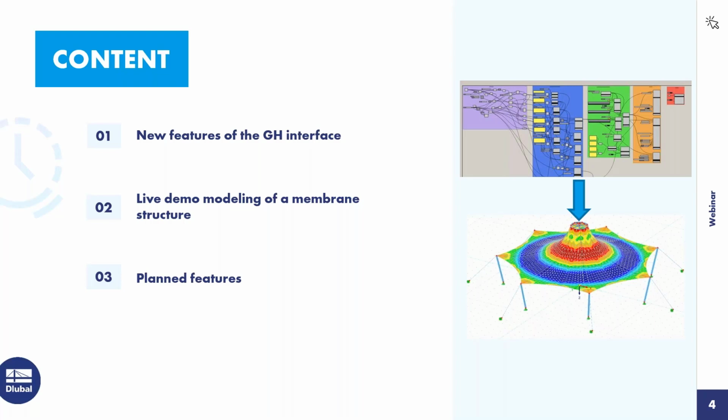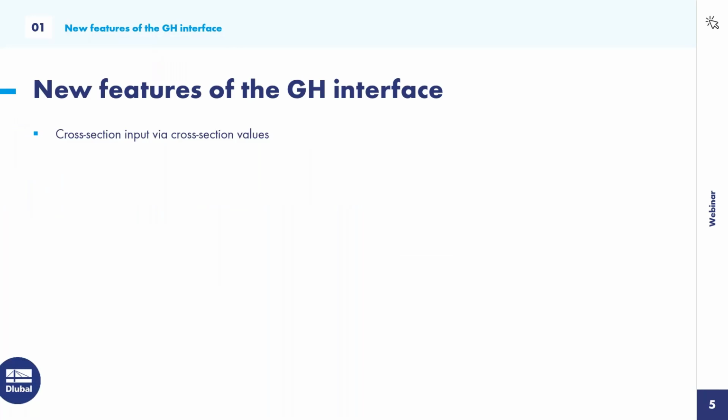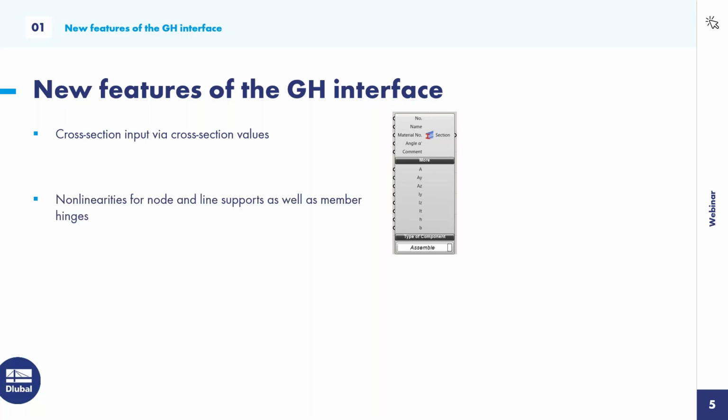All right, then let's switch into the first topic, the new features of the Grasshopper interface. Again, I listed them here in a PowerPoint. The first new feature is that we can create new cross-sections via the cross-section values. We extended this component that you can see here on the picture with the information under more, so you can define a new cross-section now via the cross-section values.